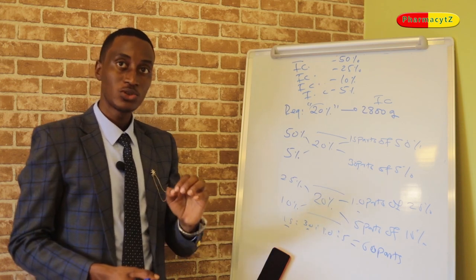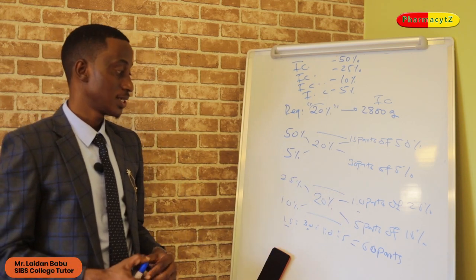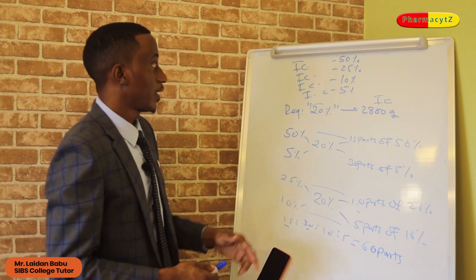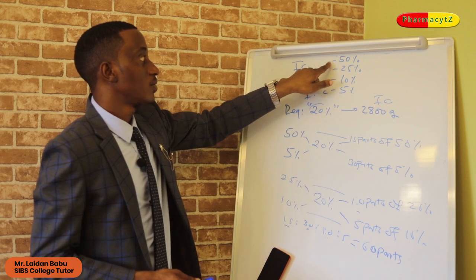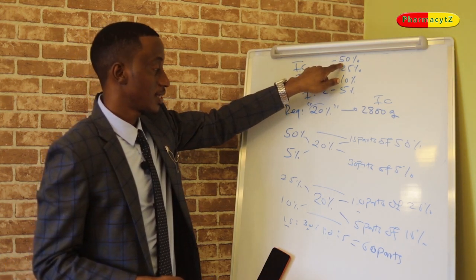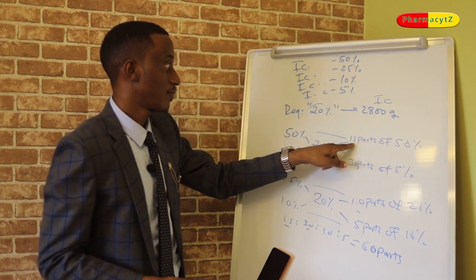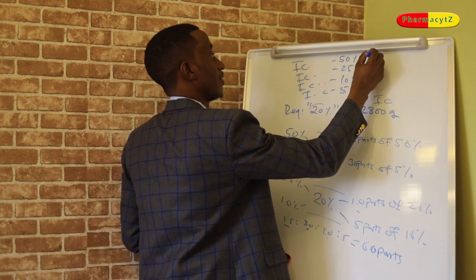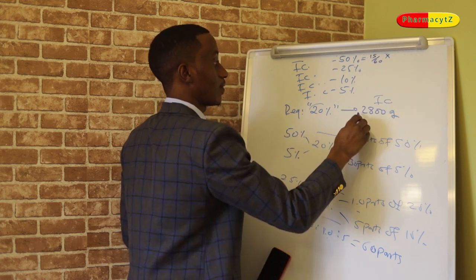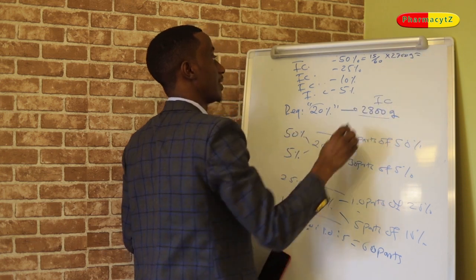But in order to know the amount of each kind of ecthermal ointment to be used, you have to consider the number of parts. So if you need to know the amount of ecthermal ointment 50% to be used, then consider the number of parts of 50%. These were 15 parts. So we have 15 parts over total parts, which were 60, times the required amount. This is 2,800 grams. Get the answer.